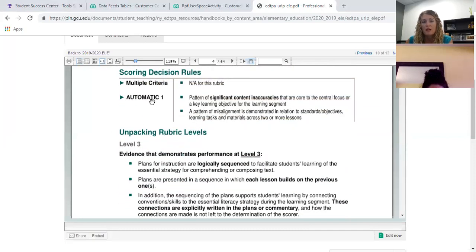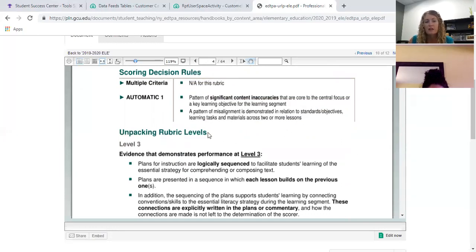Let's go down a little bit further. You do get an automatic 1 if you have content inaccuracies. That means if you're teaching the content incorrectly, or if there's a pattern of misalignment. That means you're not teaching the standards that you have noted on your lesson plans that you are going to teach. Or if you're not teaching the correct subject area. Remember, for elementary, you're supposed to be teaching English language arts for this.